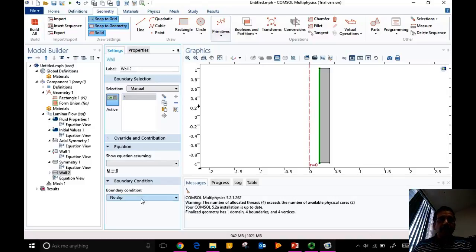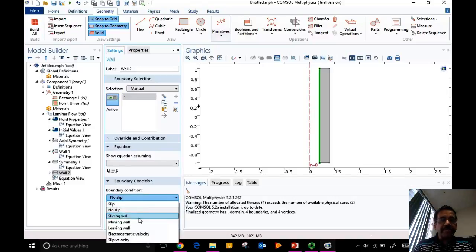And if I say, what do I pick from these? You need to slowly get used to what are the options and what do they mean, or at least guessing about what it means. Because no slip means the velocity is 0. You don't want no slip at the inner wall, right? It is in a sense no slip because there is no slip between the wall, but the wall is moving. You need to enforce that. So they give you an option for that: sliding wall, moving wall, leaking wall.